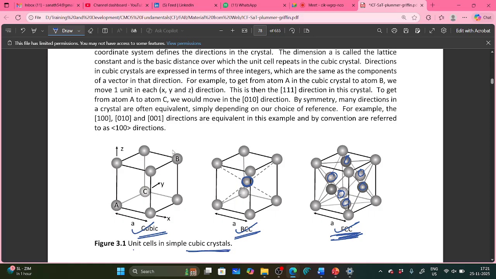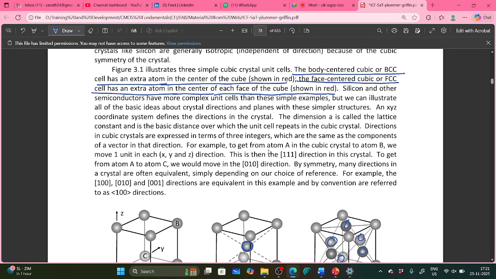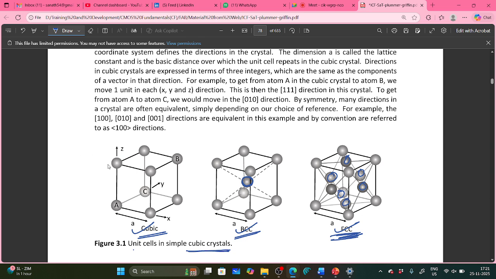Hello. So this is body-centered cubic structure, where the center atom will be there, and face-centered cubic structure means at all sides one more atom will be there. For example, atom A in a cubic structure moves to atom B in a direction. How it is moving means in the direction of this three-dimensional view: X, Y, and Z. Then one direction is the crystal. So normally one direction is the crystal.